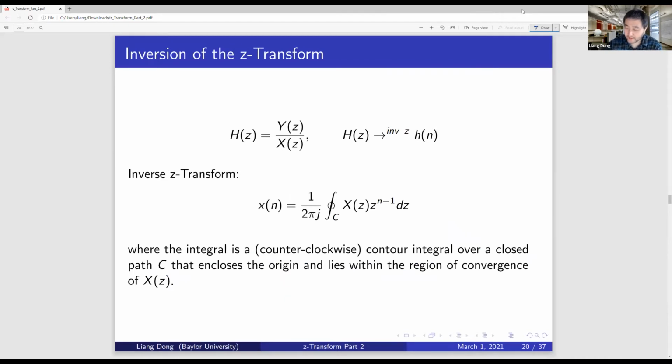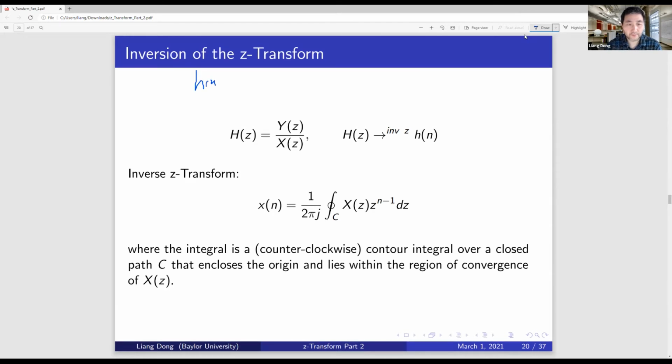Okay, so these are some special cases: all-zero system, all-pole system. And more in general, that's a pole-zero system. That is how we deal with the linear time-invariant system using a fractional rational format to represent that. The only problem left is we are trying to find the impulse response h[n].